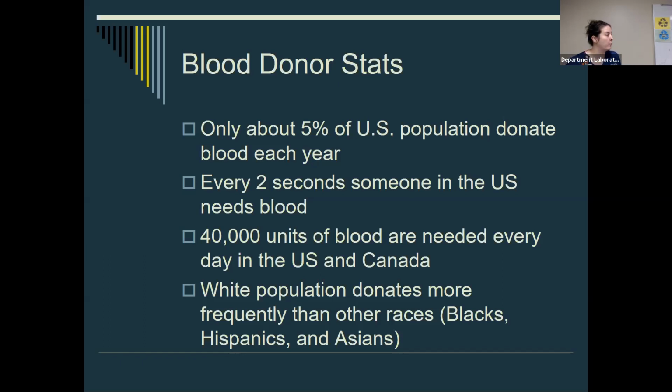Some stats: about 40,000 units of blood are needed, and it's actually the white population that donates more frequently than the African-American population. Some donor centers won't pay you, but there are some that will. If any of you are in desperate need of money as a poor student, there are donor centers that will pay you for your plasma. I think it's like $80 per unit. So yeah.